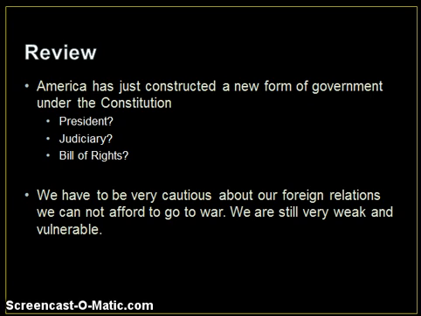So we have to be extremely cautious about foreign relations because we know war is really costly, war is expensive, and we are still really weak as a nation. We don't have a big army. We don't have a good economic situation. So we have to be careful of these vulnerable situations like war and stay out of that.